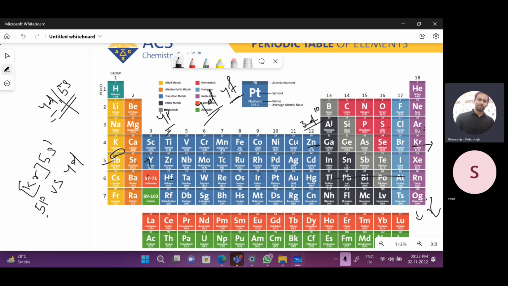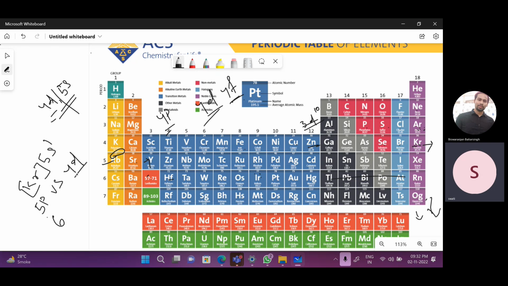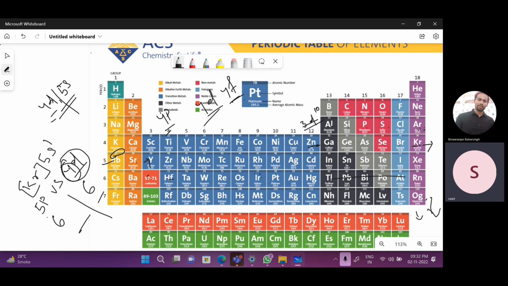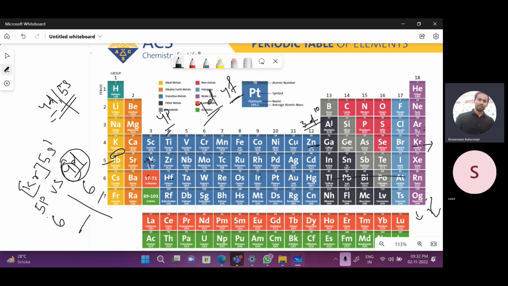4p n plus l value: 4 plus 1 equals 5, and for 5p it is 5 plus 1 equals 6. 4d is 4 plus 2, 6. Both having the same, what is the rule? Having lesser n, for d, 4d. So here comes 4d1, 4d2. Then after 4d, the electron should go to 4f, because 4f is still left vacant.